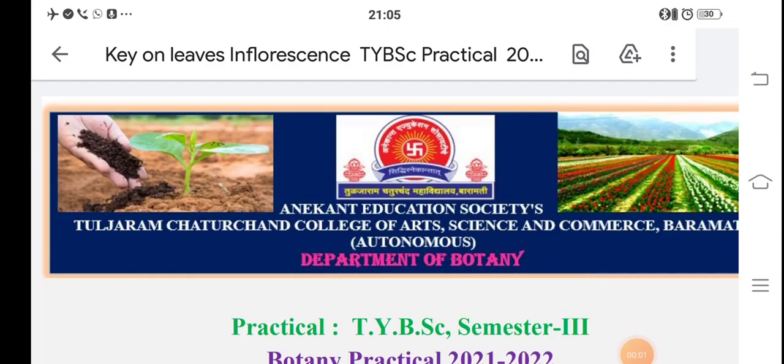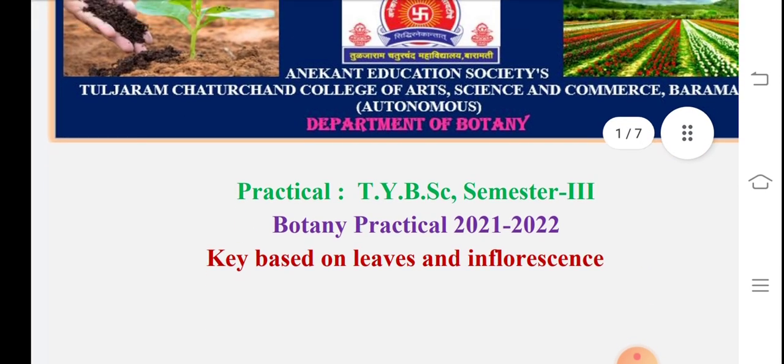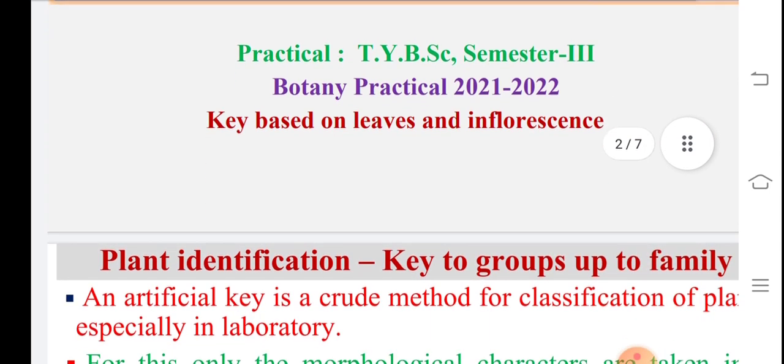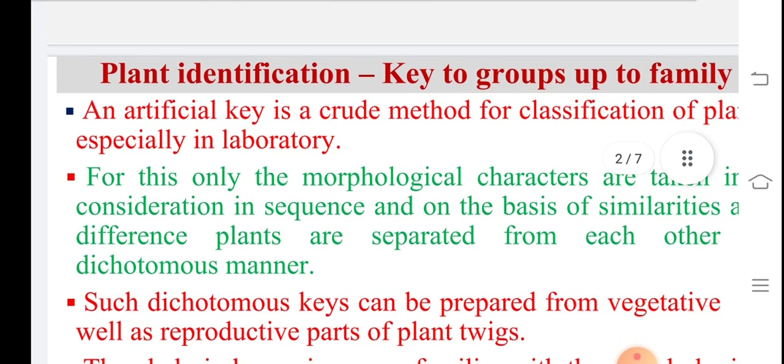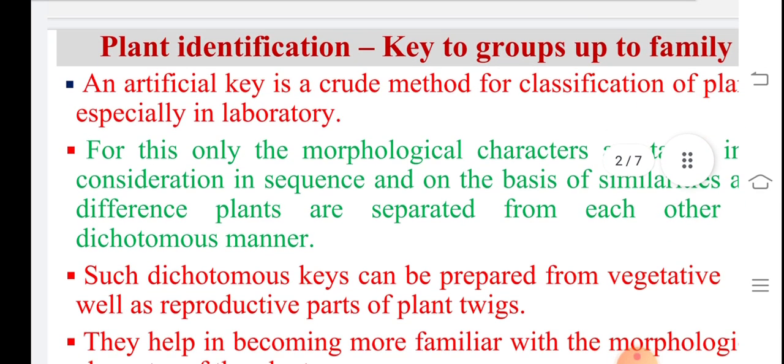Okay, good evening. Today we are observing our practical on the key based on leaves and inflorescence. Here we are taking the demonstration, but the theoretical part is there. Generally, what is the meaning of a key?